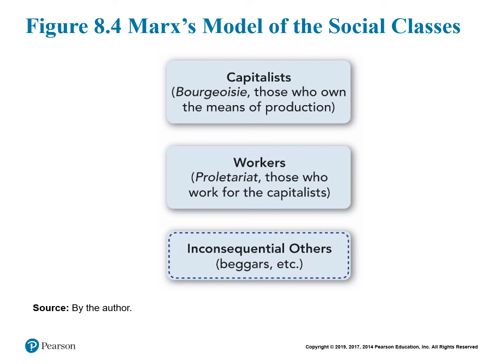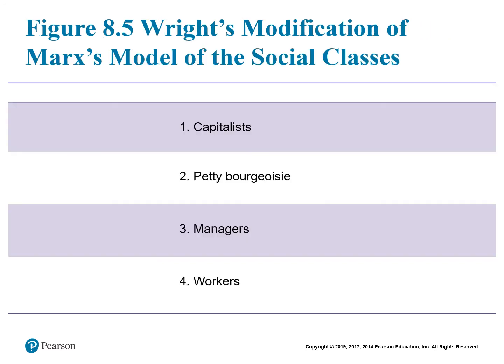Here's Marx's model of the social classes: the capitalists, or the bourgeoisie, who own the means of production; the workers, the proletariat, those who work for the capitalists and are exploited; and then there's inconsequential others, beggars, anyone else who would not be in those other two categories and fall into the last category. And here's Wright's modification: the capitalists, the petty bourgeoisie, the managers, and then the workers.